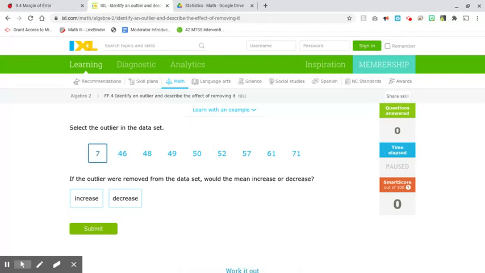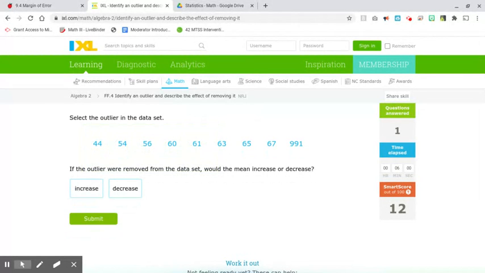And then if you remove that 7, what does it do to the average? If you remove a really small number, it should then increase the average. It's kind of like if I remove a really low grade that you made in class, then your average score will increase, right? So it will increase the average.